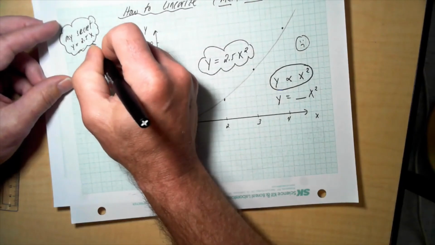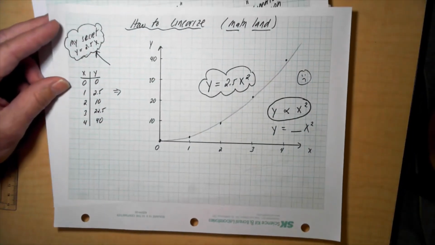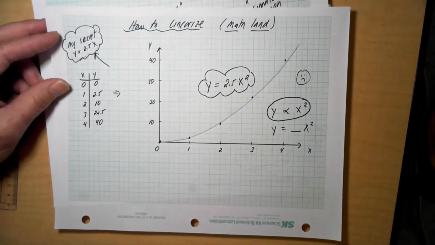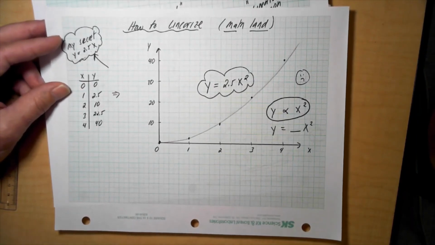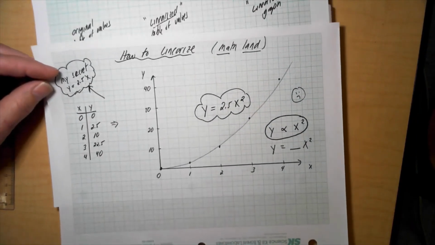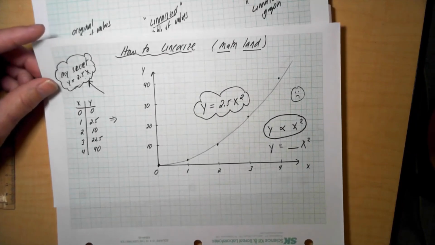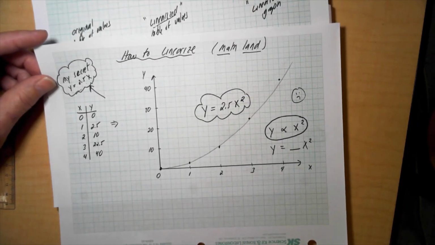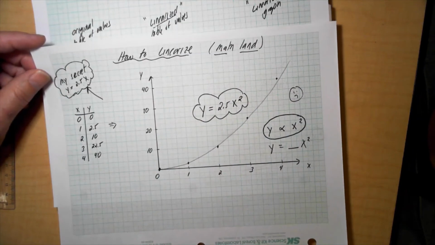And guess what? You discovered my secret. This process is called linearizing the curve or linearizing the data, etc. In the next video, we'll talk about what to do when you have other nonlinear graph shapes.